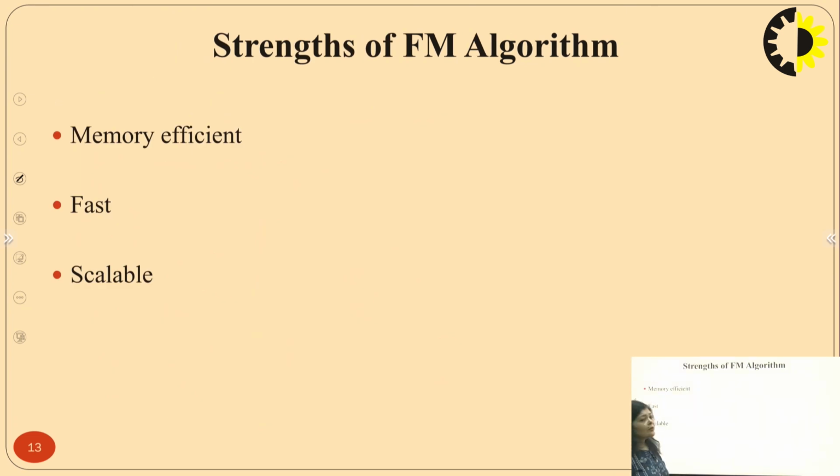Now, what are the strengths of the FM algorithm? The first thing is that it is very memory efficient. It takes less memory, and it is faster because the computations are quite simple. The third property is that it is scalable. So even if your big data size increases by a larger magnitude, the FM algorithm still gives you approximate answers within a given time bound.